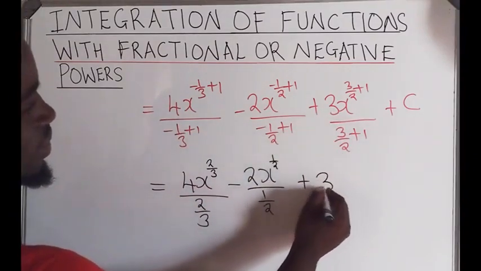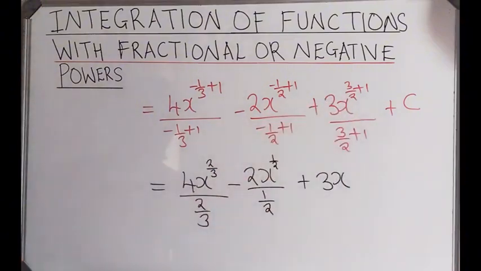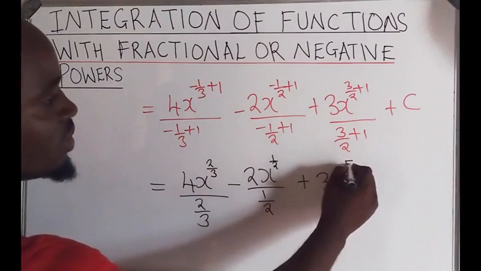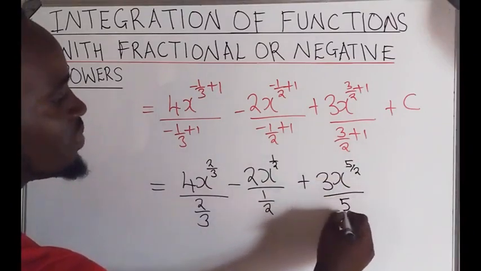3x, 3 over 2 plus 1. What are you going to get? You are going to get 5 over 2. Okay, again you divide by 5 over 2.